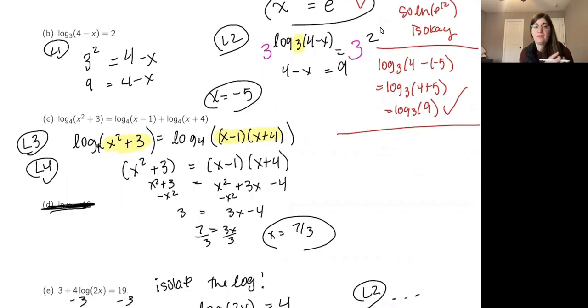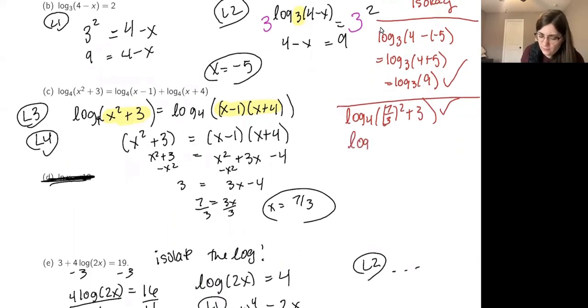Let's check it in the third one. Here I have 3 logs, so I need to make sure that for all 3 of those, the argument would have been something positive. So let's see. Log base 4 of x squared plus 3 would be 7/3 squared plus 3. And I'm going to stop because 7/3 squared is positive, and 3 is positive. So my inside is positive. So we're good to go there. Okay, what about x minus 1? I had log base 4 of x minus 1, 7/3 minus 1. That inside is positive. So that log is fine to do.